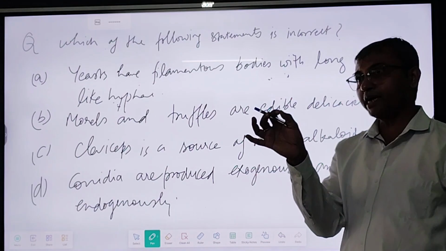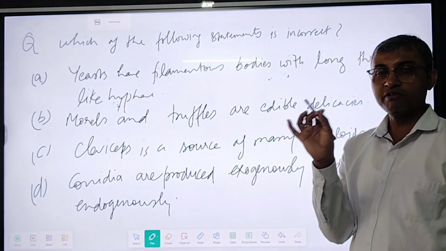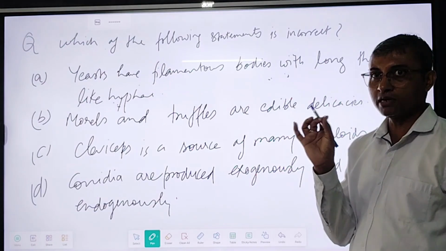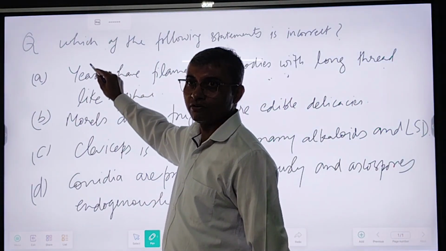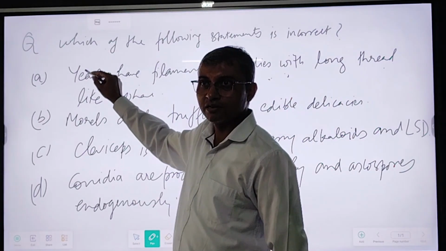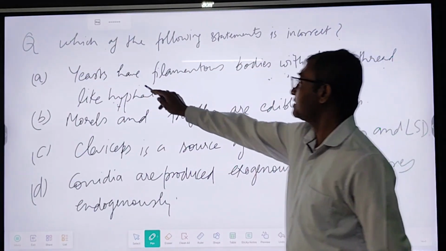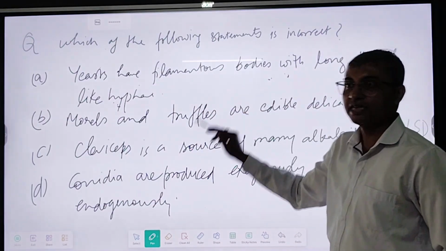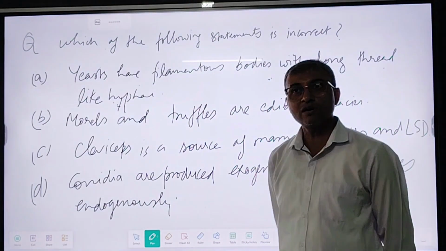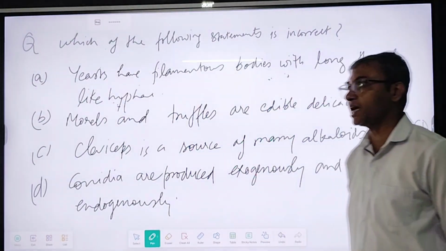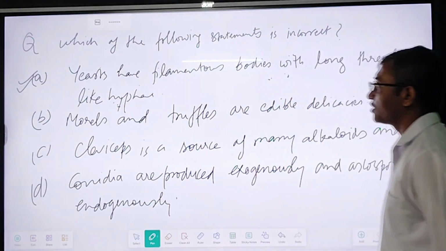And this specific point I have mentioned many times, that you have to be very careful when you are talking about the fungi. Yeast is the only fungi which is unicellular. But what they are saying is that yeast have filamentous bodies. Yeast are not having filamentous bodies. Yeast is having only a unicellular structure. So this A is the correct option.